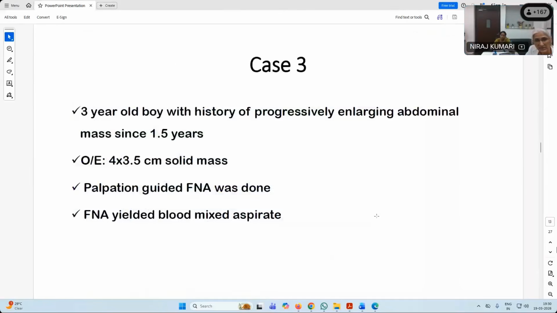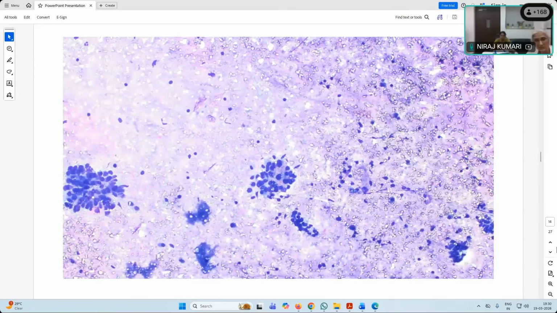So the third case is a 3-year-old boy with history of progressively enlarging abdominal mass for 1.5 years. He has a 4 into 3.5 centimeter solid mass, and an FNA was done, and the smears were given to you, these images.